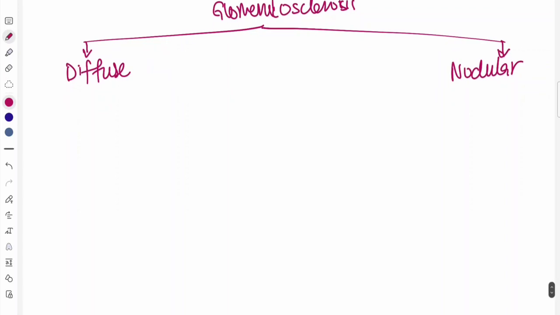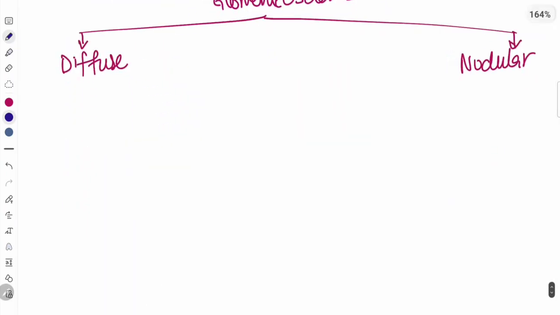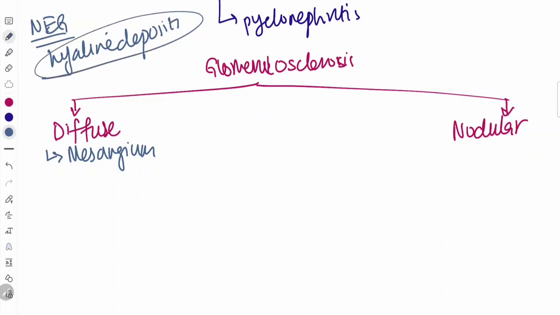So in diffuse we have four things. There are four areas where the problem is present. What is the first area? The first thing, the hyaline deposit is going to be in the mesangium. In diabetes, I told you that there are NEGs, and NEGs are going to form hyaline deposits. I'm sorry, I forgot to tell you this important concept. Hyaline deposits are very pink on the H&E, it's really pink.